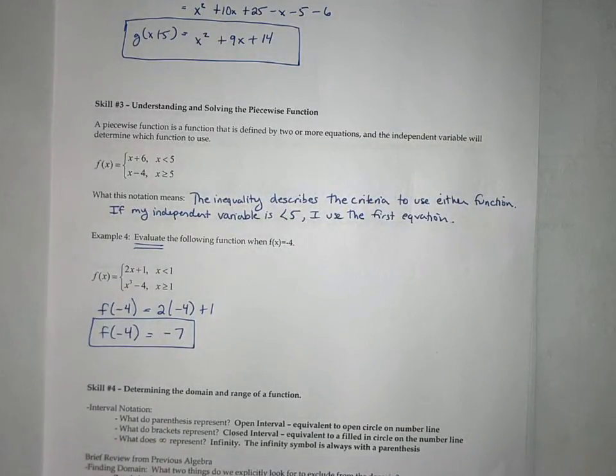You only plug the value in for the equation where your criteria piece, or the inequality, becomes a true statement. So here f of -4 is equal to -7 only.